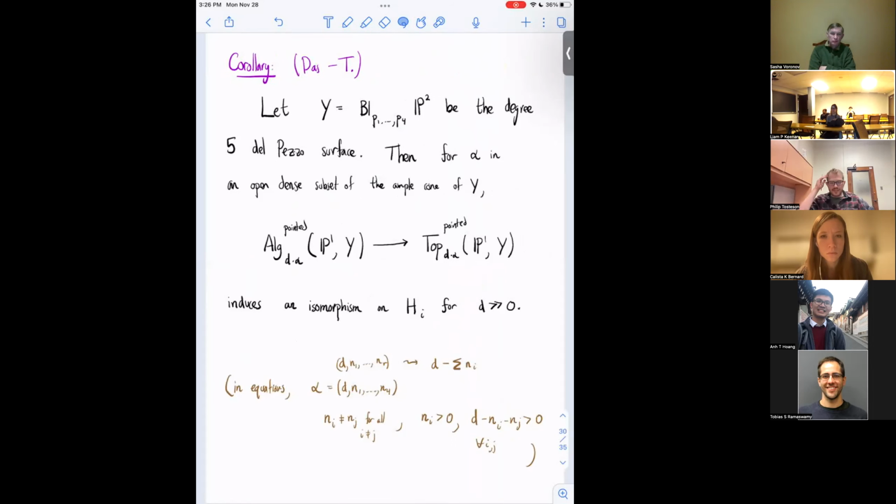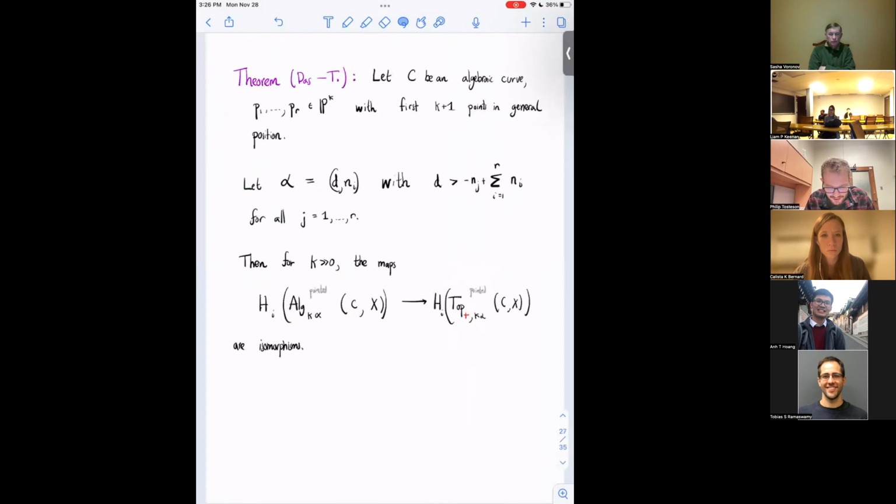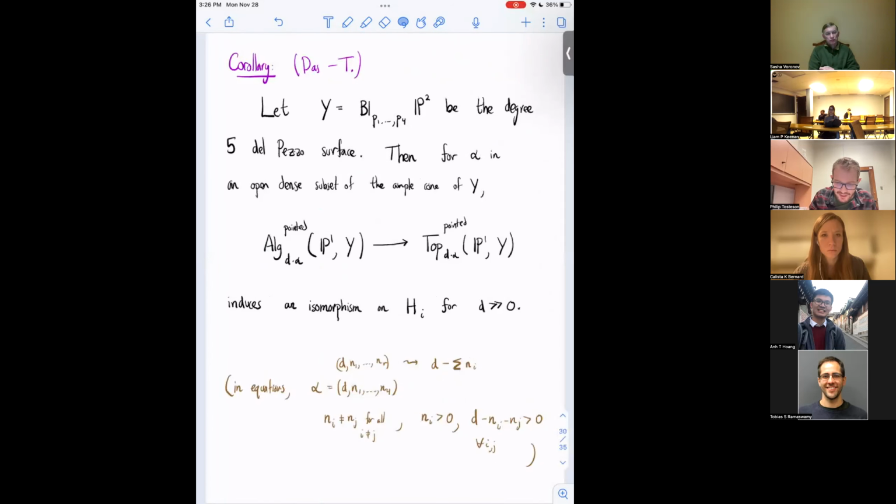And so maybe I should mention, one thing that we can use it to do is, so this is our general result for blowups, but then in the special case of a degree 5 Del Pezzo surface, which is the case where you take P2 and you blow it up at 4 points, then we can actually go further, and as long as our source is P1, we can get rid of this positive intersection multiplicity condition and get a statement about how the algebraic mapping space approximates the topological mapping space in that case. And this is only for pointed maps.